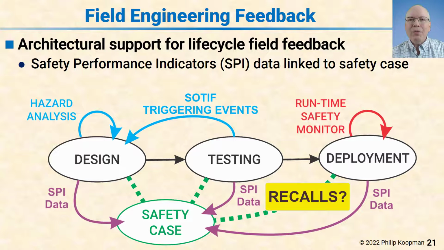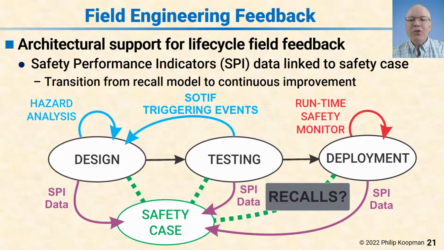With safety performance indicators, we're going to change how we think about that. SPIs link design issues and testing issues and deployment issues back to the safety case. And so instead of waiting for tens or hundreds of incidents or perhaps injuries or perhaps even fatalities before we realize a recall is needed, we want much stronger instrumentation to change to a continuous improvement model where in a deployment, there was a near miss.